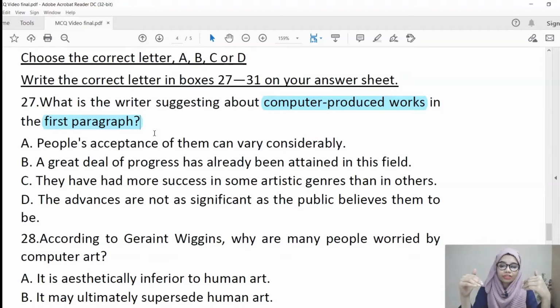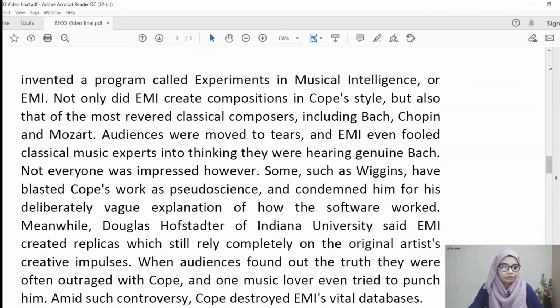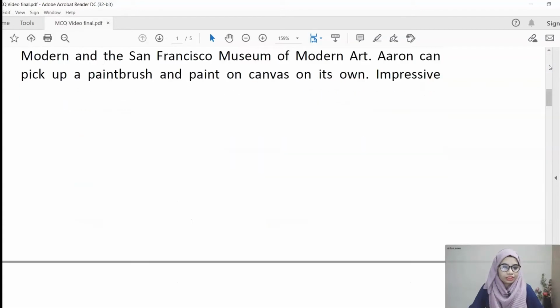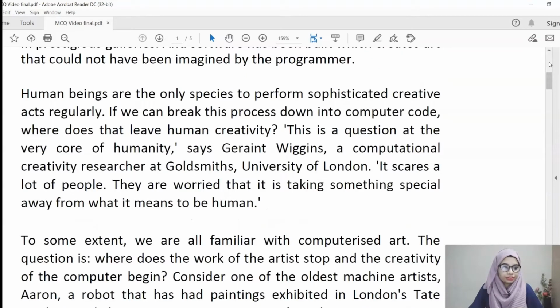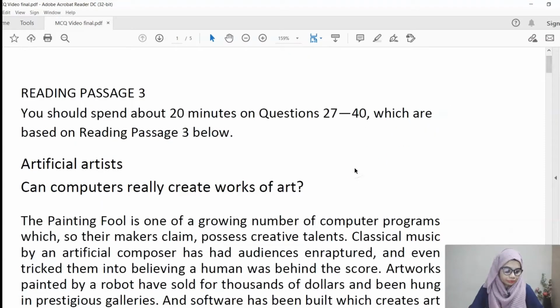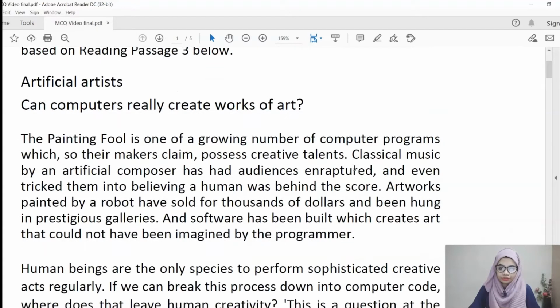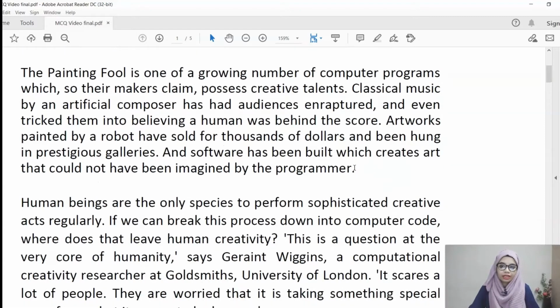So what you're supposed to do now is that because we have seen the keywords computer produced work and first paragraph, we will directly go on to the first paragraph and try to see what the writer is trying to say about computer produced work in the first paragraph. So now we will read the paragraph and we will try to find the keywords.